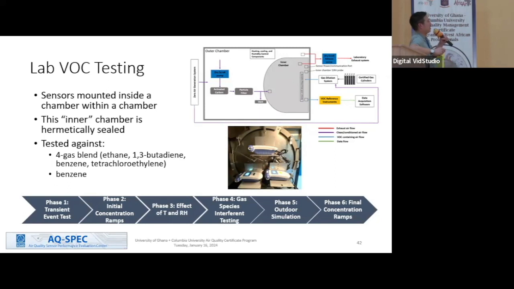Sorry, let me take that back. The first phase is a transient event test. It's just a nominal spike test. We just puff a bunch of VOC and see if it even responds at all. Because if we don't see any response just from simple puffs of VOC, it's not worth investing. It's not worth putting in more staff time and resources to do this expensive lab testing.